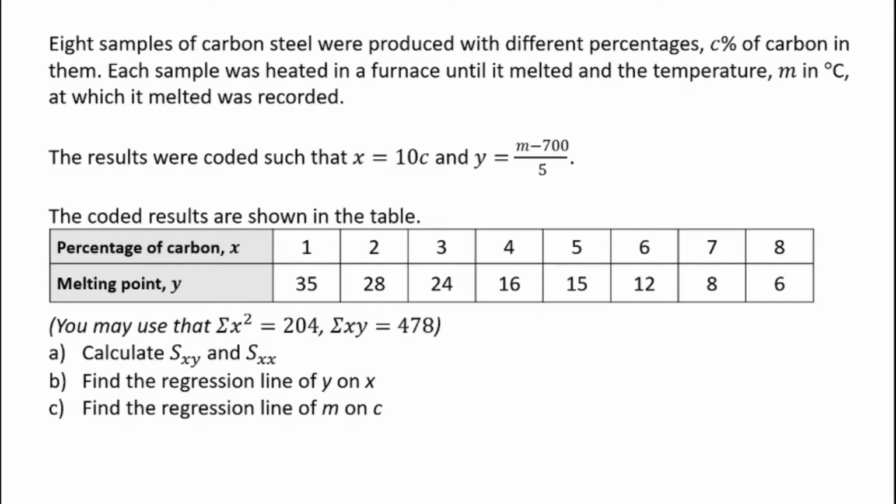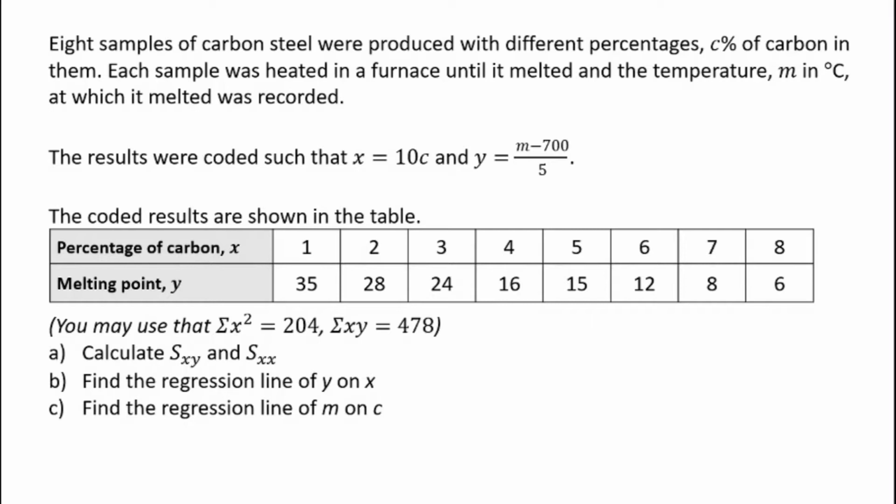Here's a question where we've been told that 8 samples of carbon steel were produced with different percentages of carbon in them, and we're going to use C to represent the percentage of carbon. Each sample was heated in a furnace until it melted, and the temperature, which we're going to use the variable M for, in degrees Celsius, at which it melted, was recorded. We've been given 2 coding formulas here, and we've been given the summary statistics. Sum of x squared equals 204 and sum of xy equals 478.